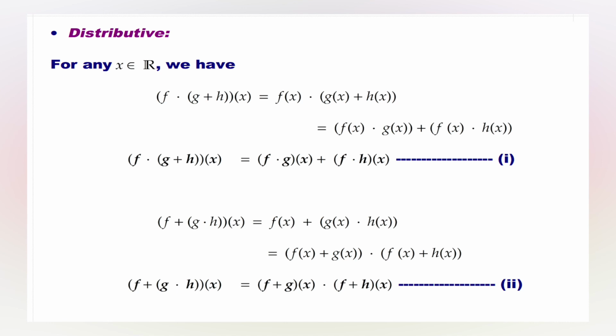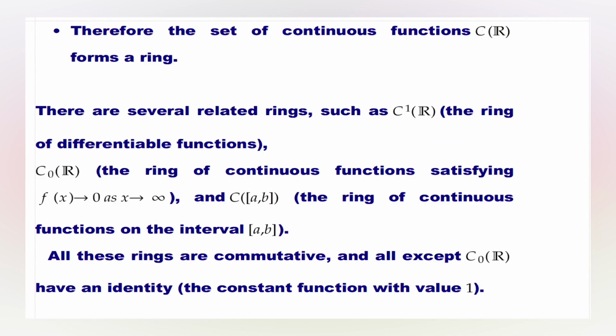((f + g) · h)(x) is equal to (f(x) + g(x)) · h(x), which is equal to f(x) · h(x) + g(x) · h(x). So ((f + g) · h)(x) is equal to (f · h)(x) + (g · h)(x). This is the second equation. So, therefore, the set of continuous functions C(R) forms a ring.